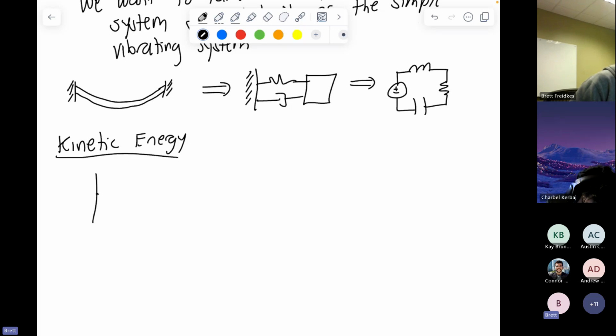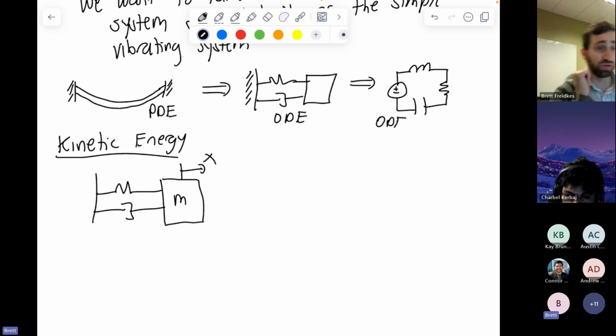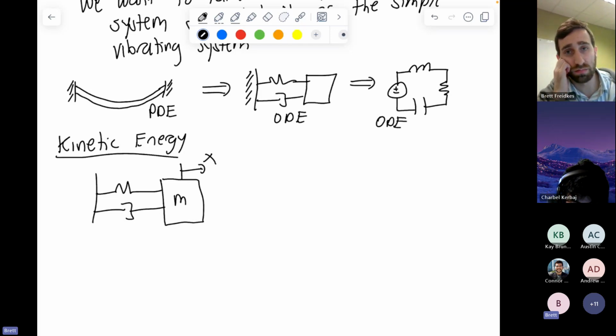If you're looking at, let's say, the kinetic energy of this system, and that's correct, we're using circuits to solve ODEs. That's what the goal is here. By converting our physical PDE situation, we'll do lumped element modeling to make it an ODE, and then we'll convert it to a circuit, which is also ODEs, in order to find our output.